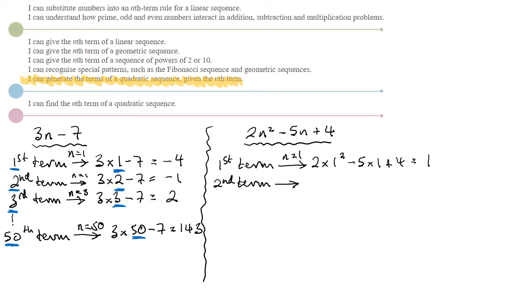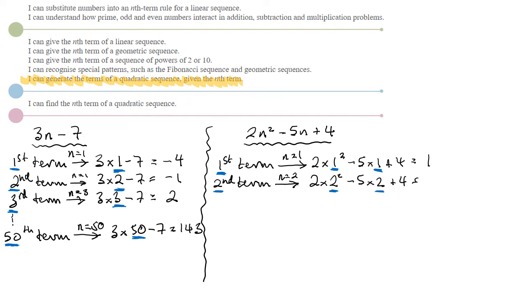So n is 2. So I have 2 times 2 squared minus 5 times 2 plus 4. We can work out what that is. So I'm just going to underline here what I've substituted. First term, 1 goes there, 1 goes there. Second term, 2 goes here, 2 goes here.